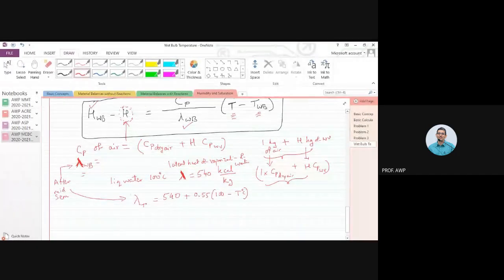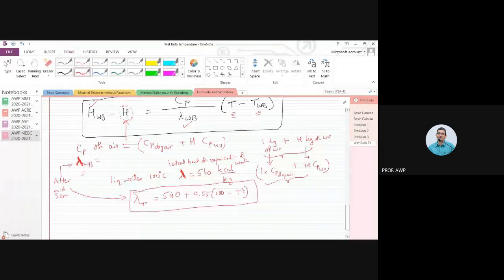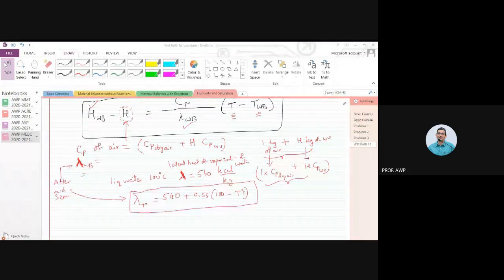So we are going to use this formula. Don't worry where it comes from. We will get this formula after our mid-sem. It's very straightforward. Nothing complicated about it. I just have to give you now the values of Cp of dry air and Cp of water vapor.